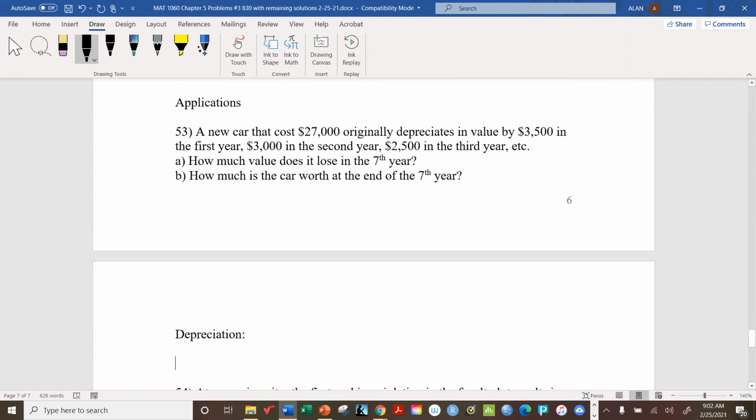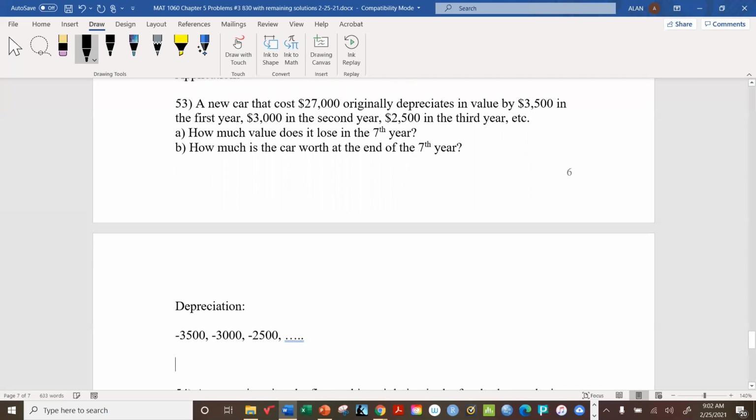So the depreciation at the end of each year looks like this. The first year, I'm going to treat these as negative numbers because this represents a loss in the value of the car. Okay, so negative 3,500. The next year it's negative 3,000. Then it's negative 2,500. And so suddenly you realize there's a pattern here.